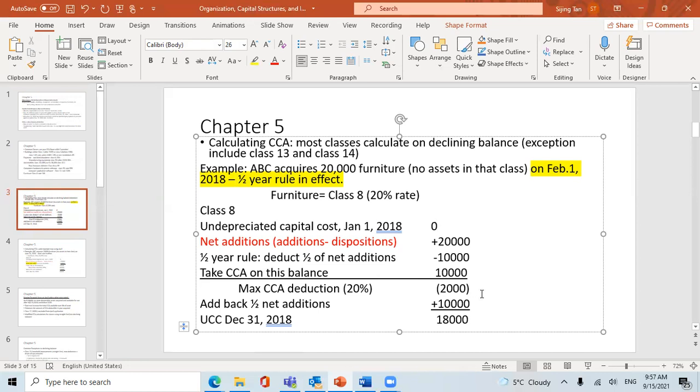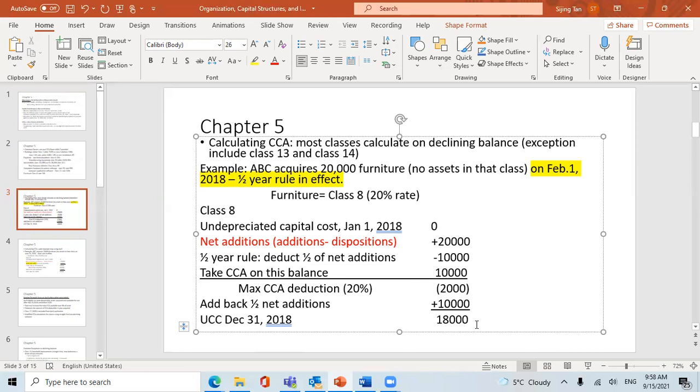Now, when we close for this year, we need to add back that half net additions back to our max CCA deduction. So we add back the $10,000. The UCC December 31st, end of 2018 will be 18,000.